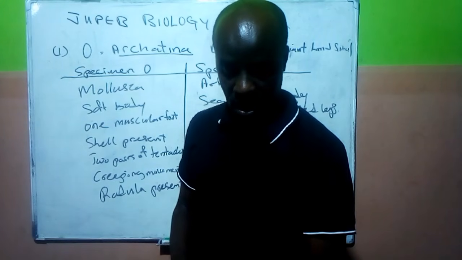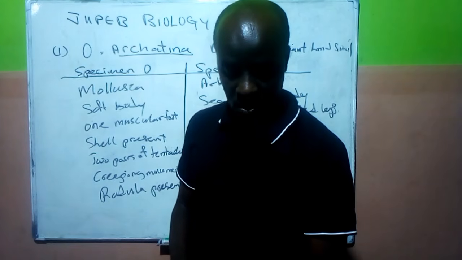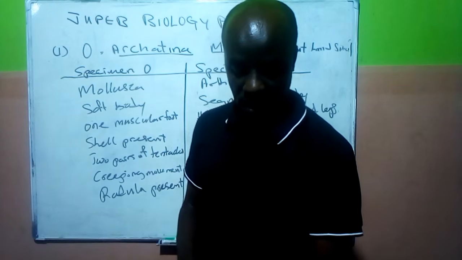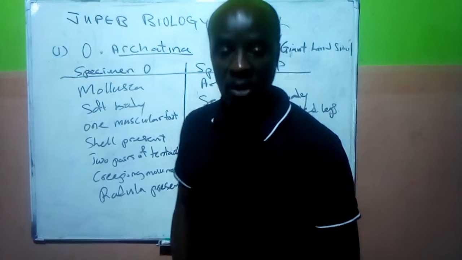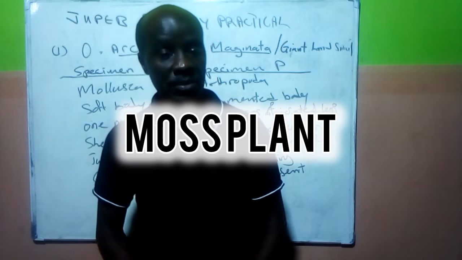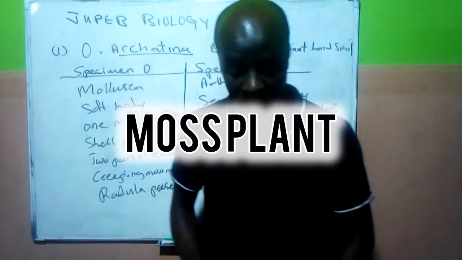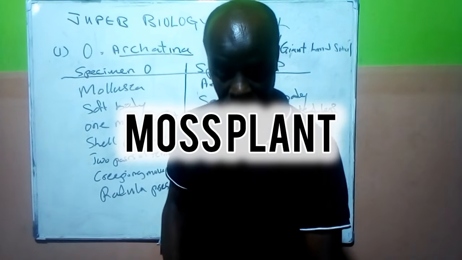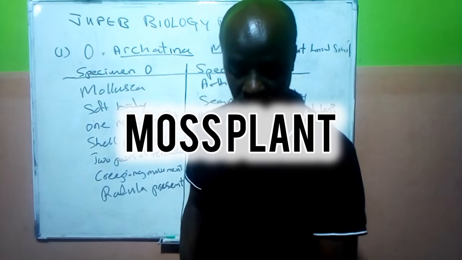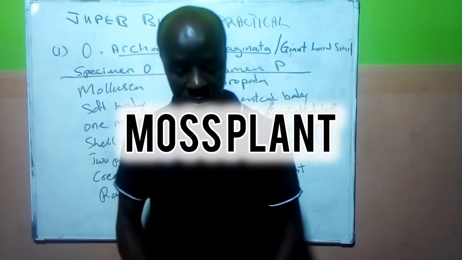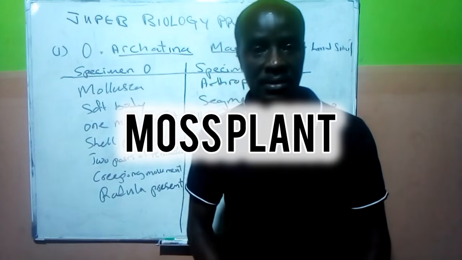The specimen R, we've dealt with that. We'll be looking at specimen S, which is the moss plant. The moss plant is one of the primitive plants anyway. The identification is just that it's a moss plant, a bryophyte. It belongs to the bryophytes.